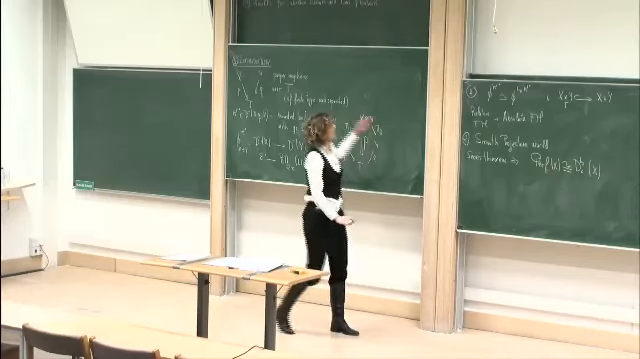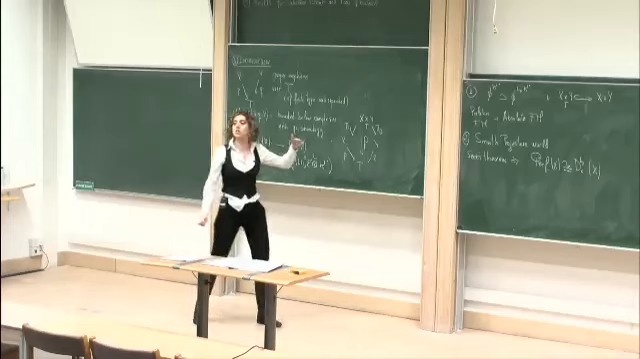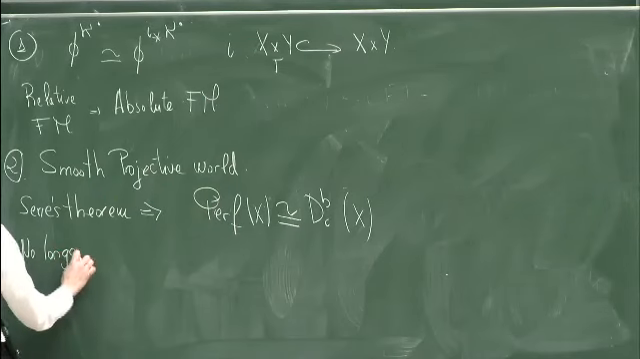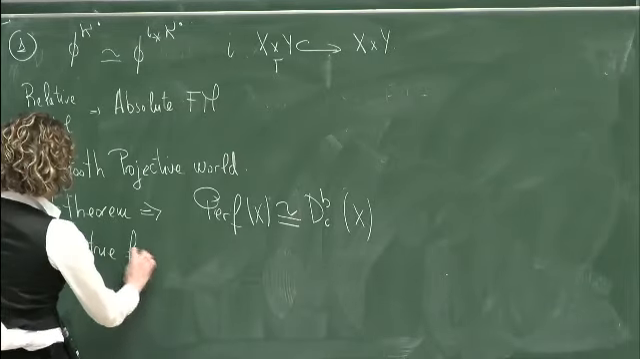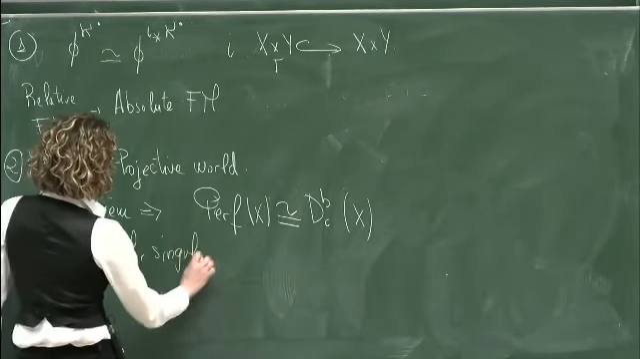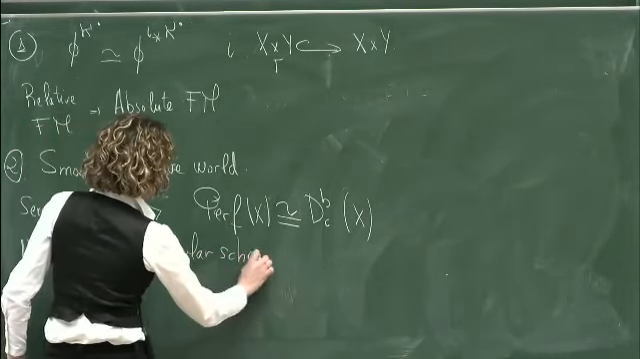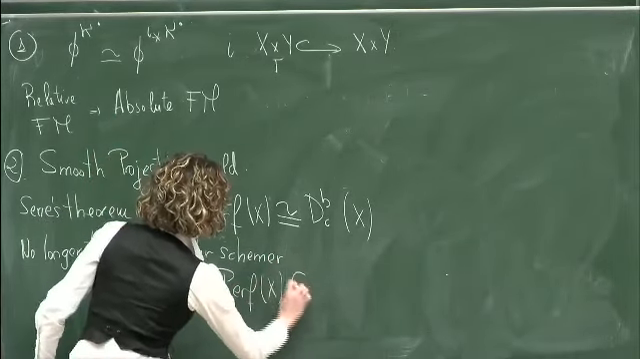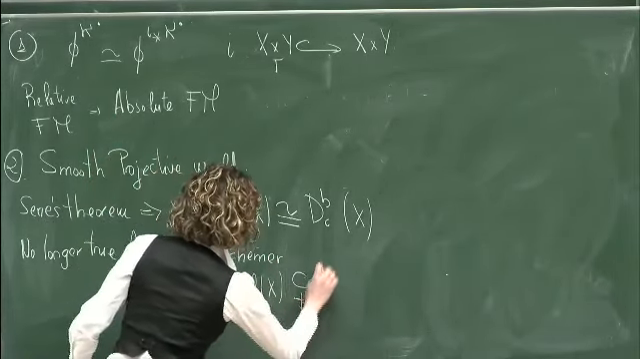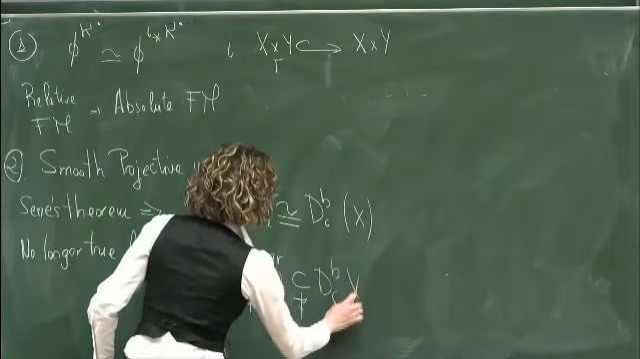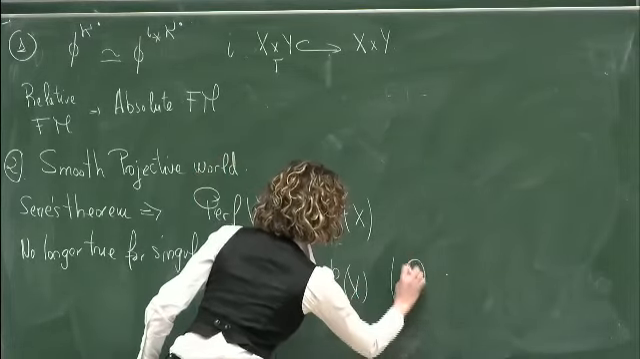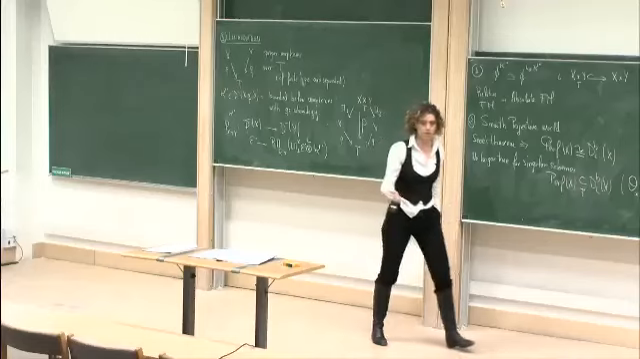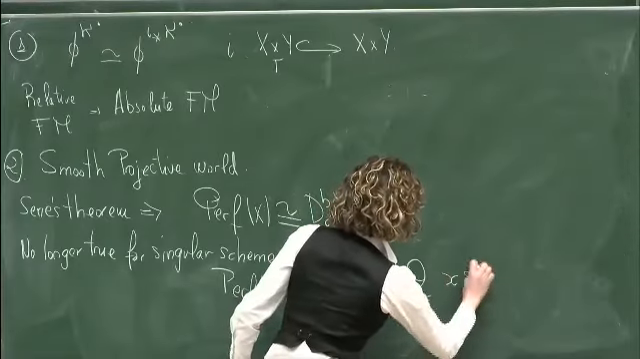Of course, since we are allowing that our schemes are singular, this is no longer true for singular schemes, where in fact this is a proper subcategory. It's contained, but it's not equal, not equivalent to that one. In fact, you just have to consider the structure sheaf of a singular point. This is not a perfect complex for X singular.